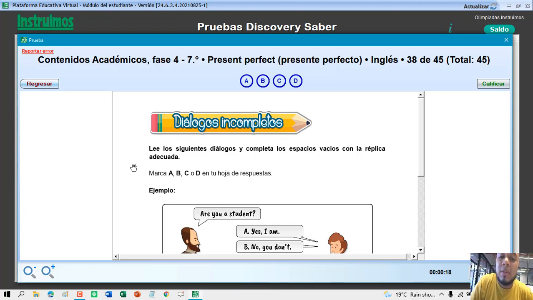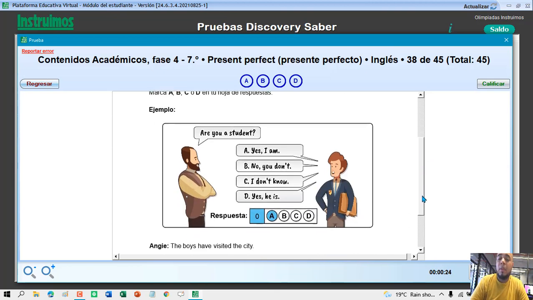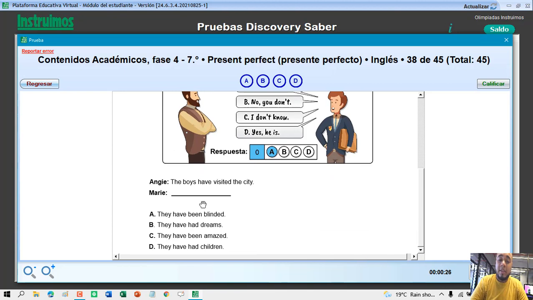Entonces, en este caso, tenemos esta pregunta. Dice diálogos incompletos. Ok, muy bien. Vamos a completar el diálogo. ¿Sí? El diálogo. Te dice, The boys have visited the city. Los chicos han visitado la ciudad. Entonces tenemos, a ver qué dice, que vamos a seguir la conversación. Sí, el diálogo. Te dice Mary.